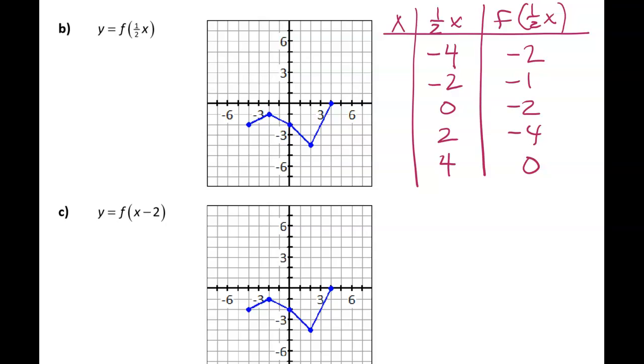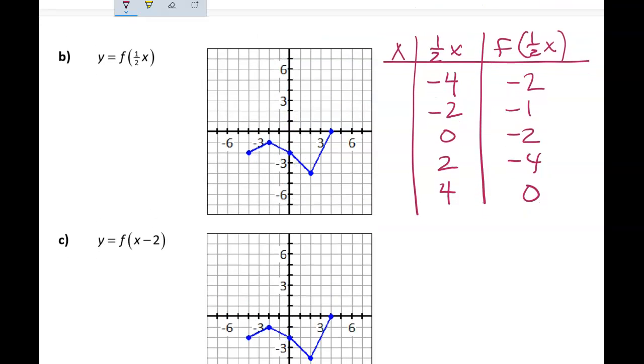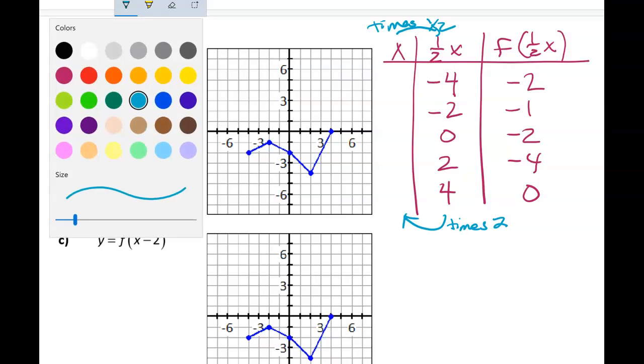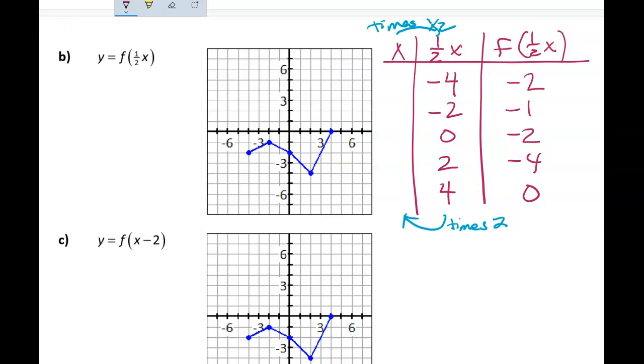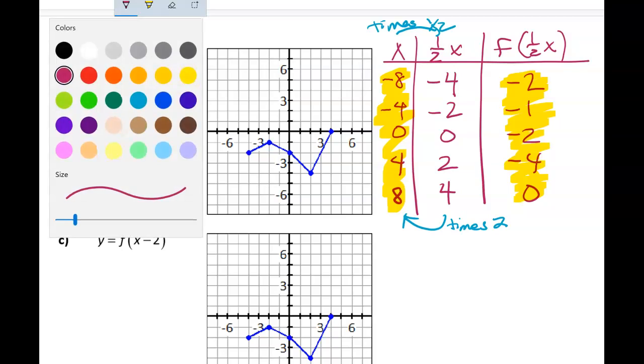And then I want you to think about what it takes to go from an x value to a 1/2 x value. We're multiplying by 1/2. And so if we're going in the other direction, we're going to divide by 1/2, which is equivalently multiplying by 2. So we're basically going to double all of those 1/2 x values to get the x value. So doubling, -8, -4, 0, 4, and 8. And again, the input column on the left, that's our x values, and the output column on the right, that's our y values. So now let's just graph those ordered pairs.